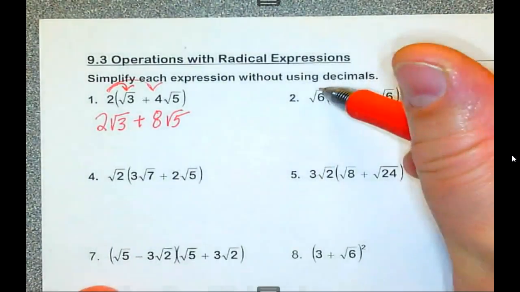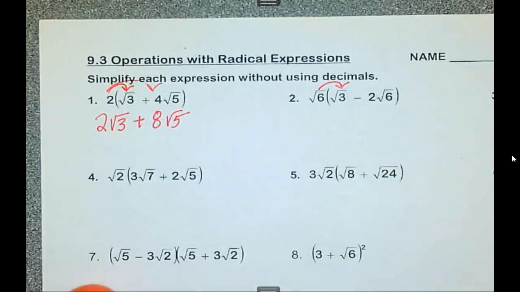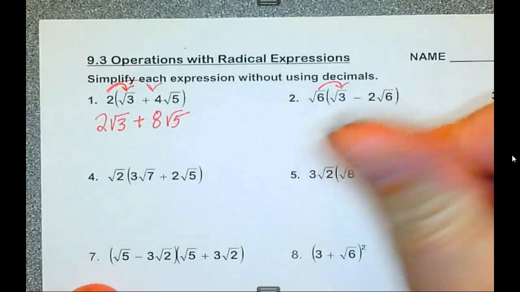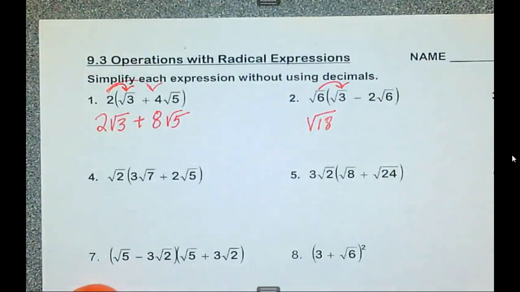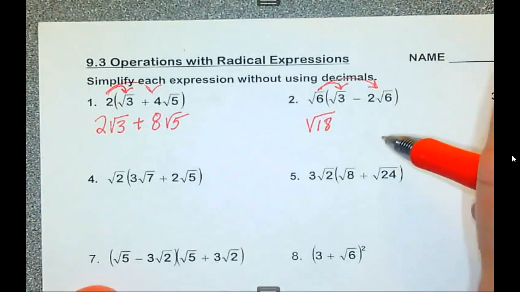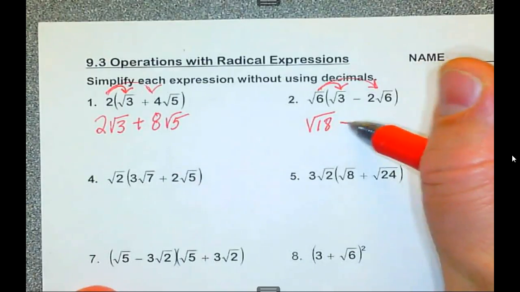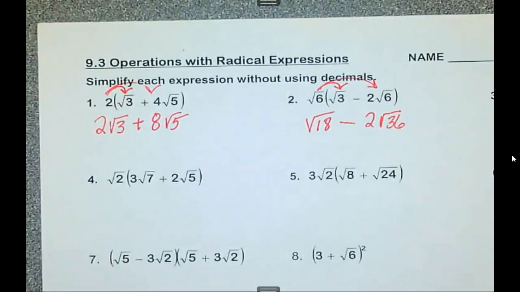Okay, radical 6 times radical 3. This time my 6 is underneath the radical, so what am I going to do? Yeah, multiply it out. So I get radical 18. Radical 6 times a minus 2 radical 6 gives me 2 radical 36, right? Okay, now you got yourself your little yellow chart, right?